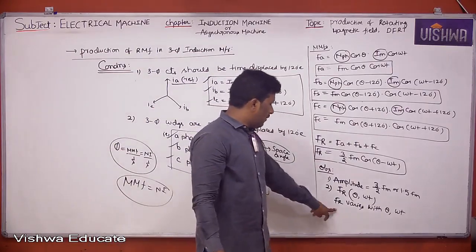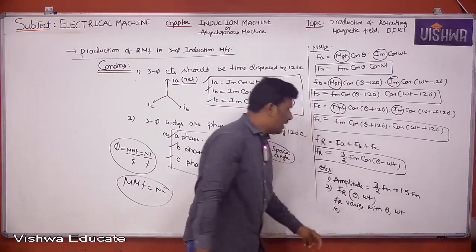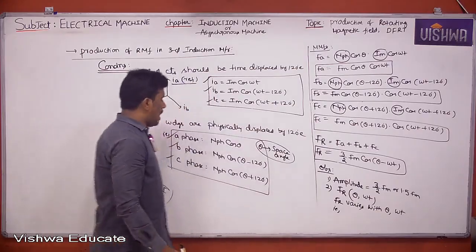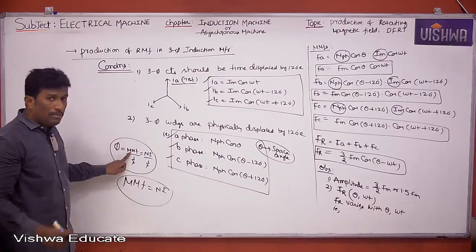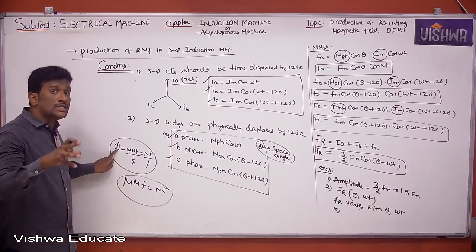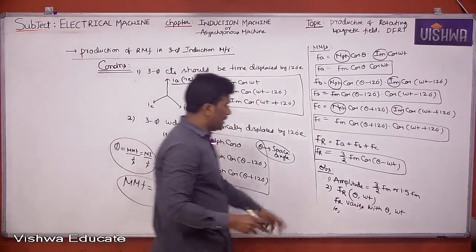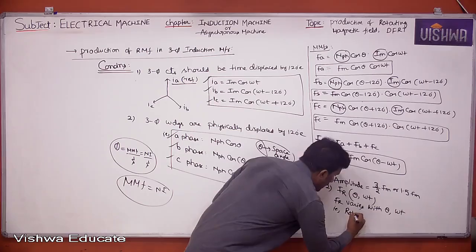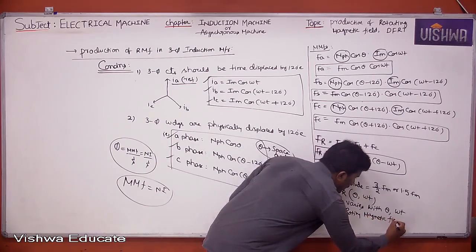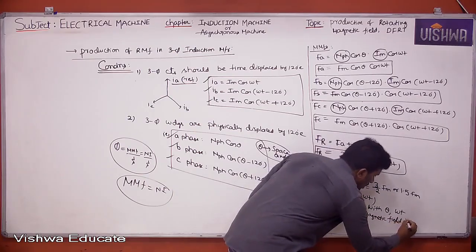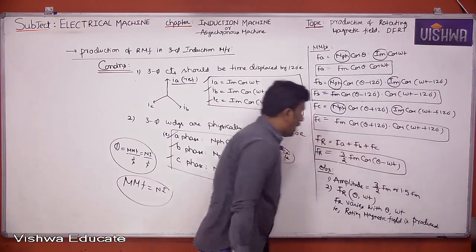Before that, FR varies with theta and omega t. That is, the resultant MMF is rotating. I already told you flux is because of MMF only. If MMF is rotating, I can say that flux is rotating, which is nothing but the magnetic field rotating. Therefore, that is a rotating magnetic field. A rotating magnetic field is produced.